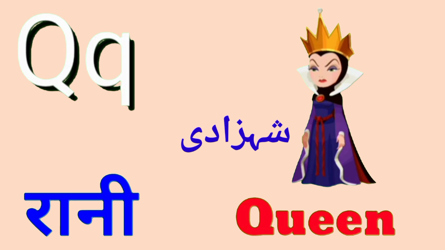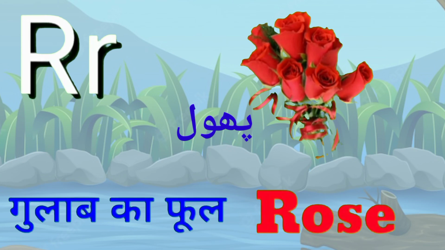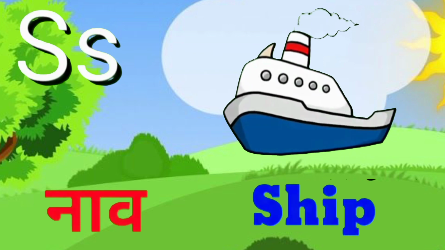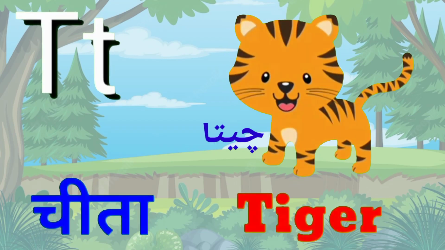Q for queen. Queen means shahzadi. R for rose. Rose means phool. S for ship. Ship means bahari jahaz. T for tiger. Tiger means cheetah.